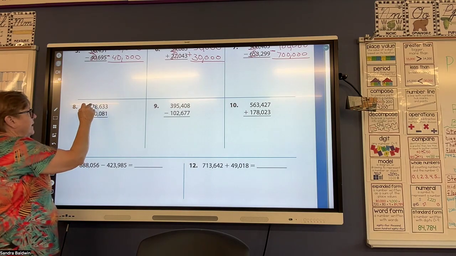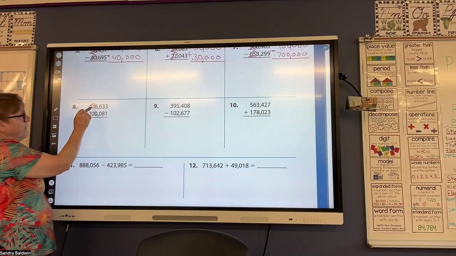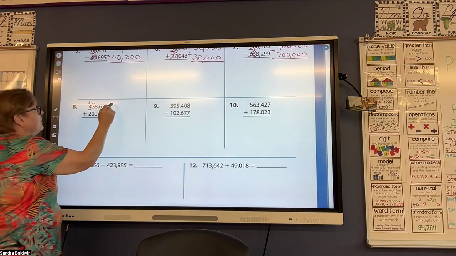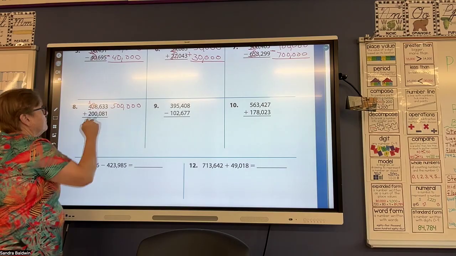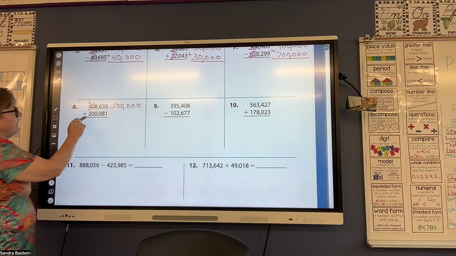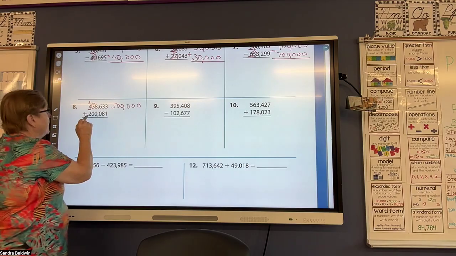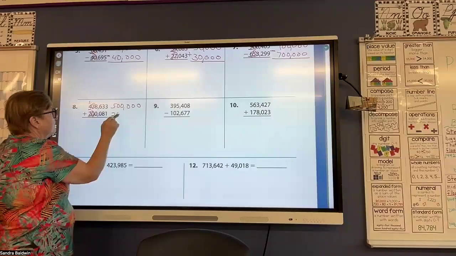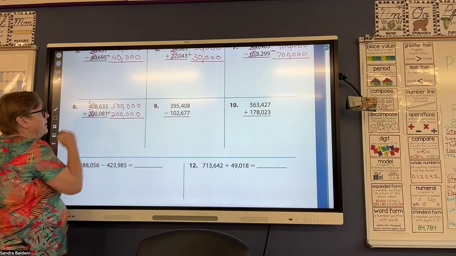4 is in the 100,000, so I'll circle my 10,000. It's above 5, so it's going to change that 4 to a 5. And then everything else is zeros. 5, 0, 0, 0, 0, 0. So that rounds to 500,000. This was pretty easy because 200,081. Obviously, that's just going to stay 200,000. That's the 100,000 place, and that is the 10,000 place. Pay attention to what you're going to do, add or subtract.